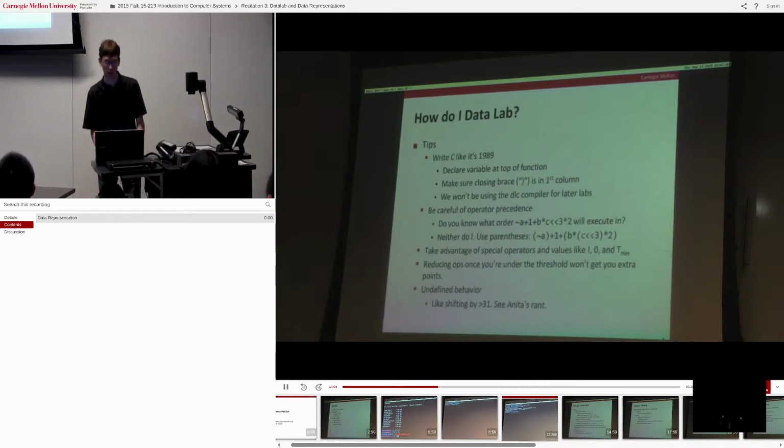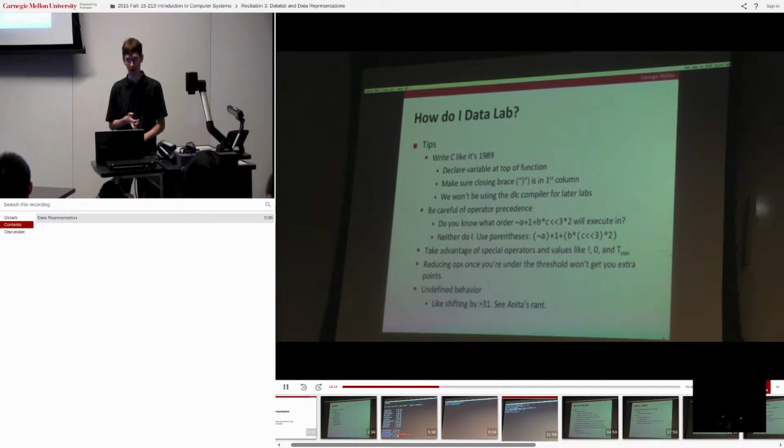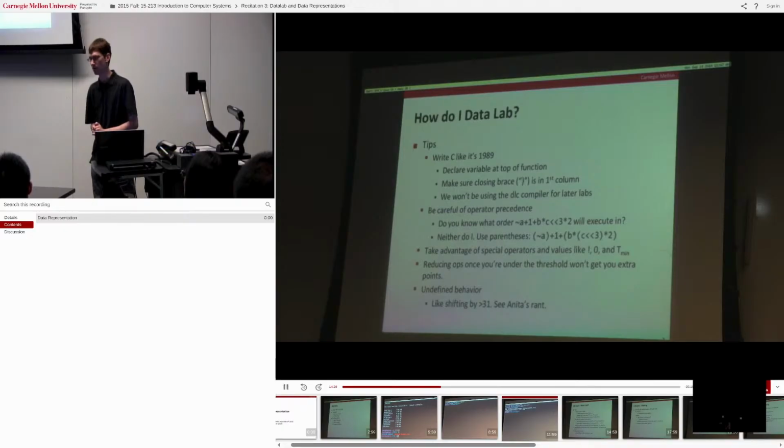Okay, so a couple other things about BitLab. The DLC checker will check that you have used the correct number of ops, that you've only used legal ops. But it also has a couple different constraints. It's a modified compiler from MIT or somewhere that's really old. And that means that it has some style guidelines that you have to follow that you wouldn't normally need for modern C code. So all of your variable declarations need to be together at the top of a function.